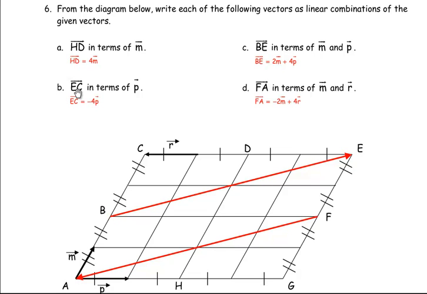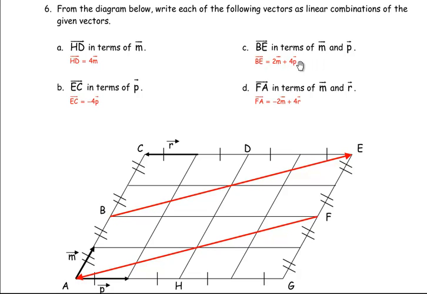For B, we're asked to write EC. EC would be the vector that goes from E across to C here. We're asked to write it in terms of vector P. Now, notice that P is parallel to that, but going in the opposite direction. Again, there'd be 4 of them. So we would say EC equals -4P.